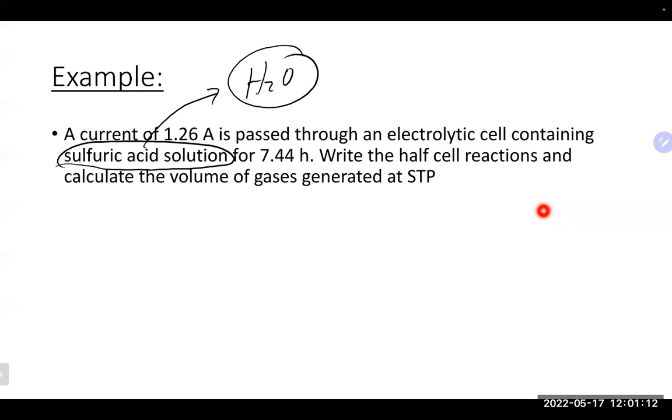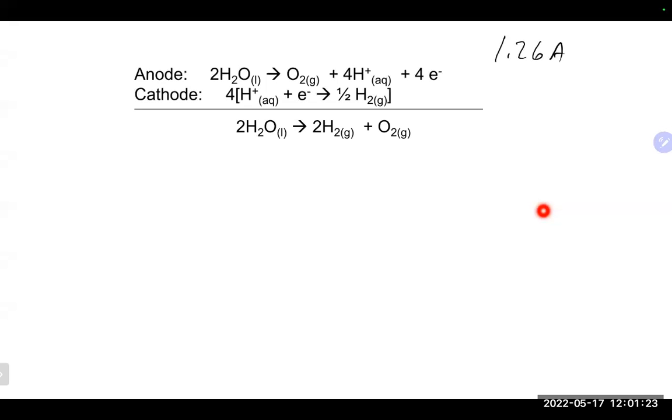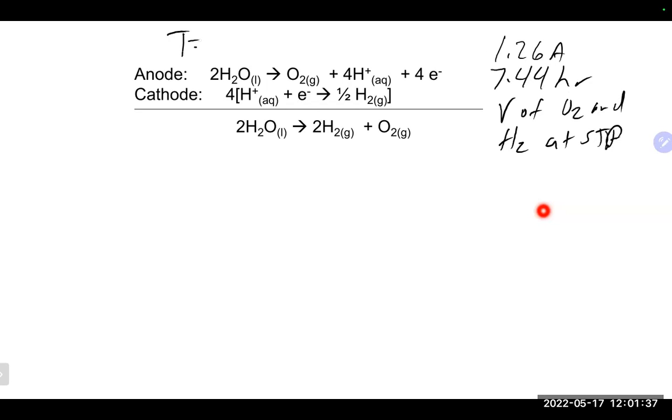And we're running the cell for 1.26 amps. And we're running it for 7.44 hours. What is the volume of both gases, oxygen and hydrogen, at STP? STP is standard temperature and pressure. That means temperature is 273 Kelvin, right? Pressure is 1 atmosphere.